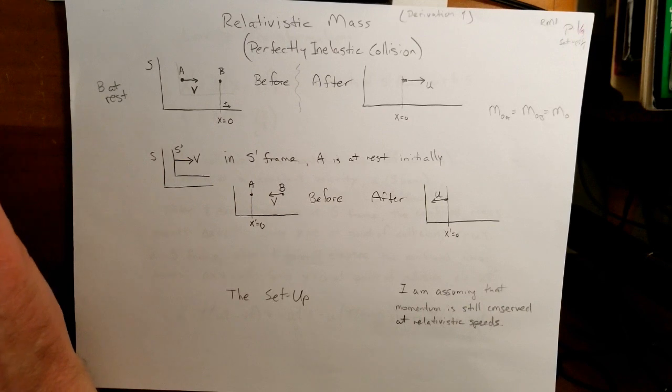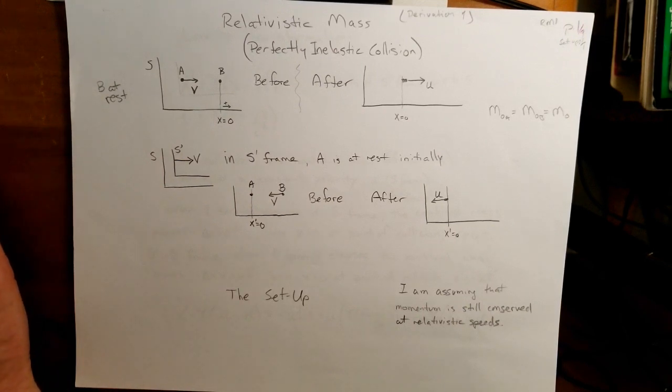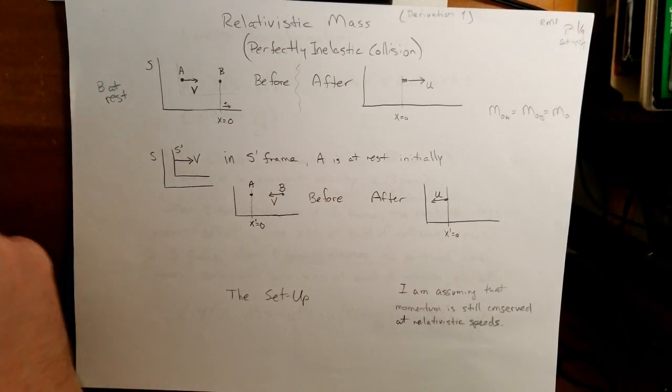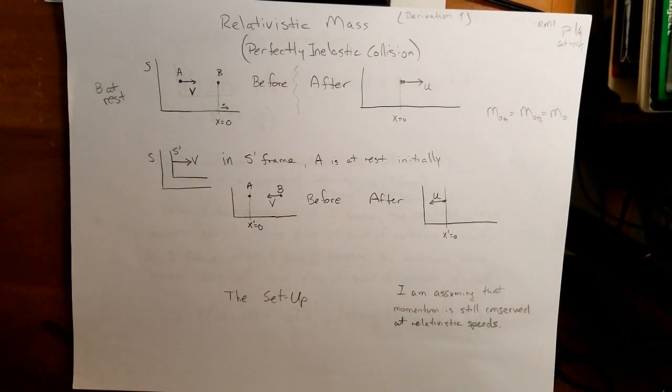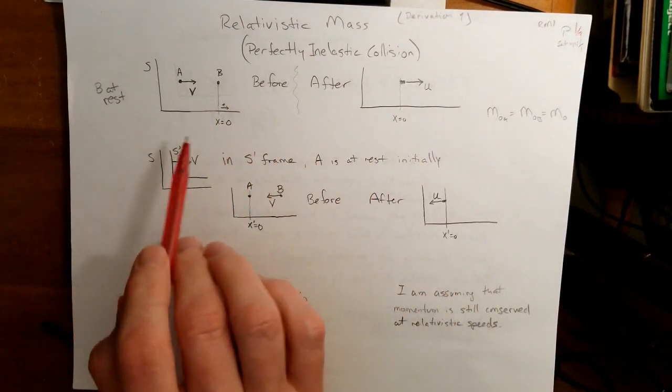Let's take a look at relativistic mass. There are several ways of going about this derivation, and this is just one of four that I will do. We're going to assume a perfectly inelastic collision, and we're going to do it from two points of view.